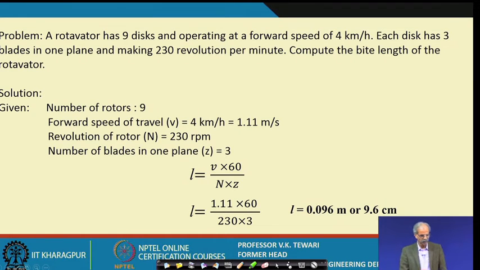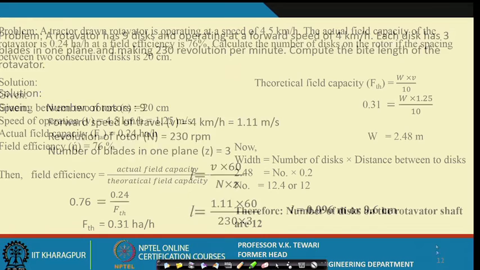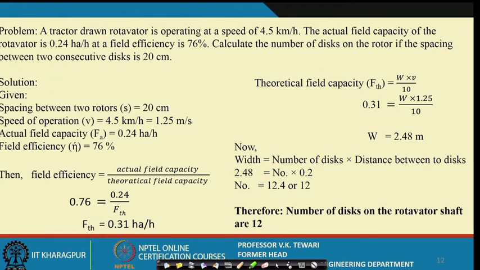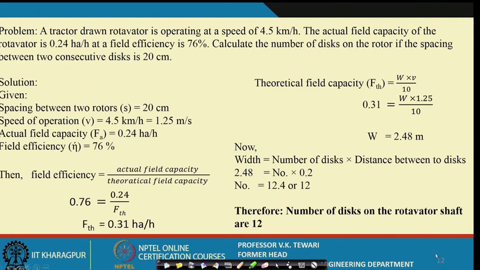Well, a problem has been taken keeping in view all those details, and you will find that this problem is nothing but simply putting those values, and you will get the bite length, or length of the slice which has been cut. Another problem on a similar count with certain changed values and other considerations has been given, where we try to find out the total number of discs on the shaft. Just by putting those values and taking care of the details which we have discussed earlier, you will be in a position to find out the number of discs on this. Thank you.